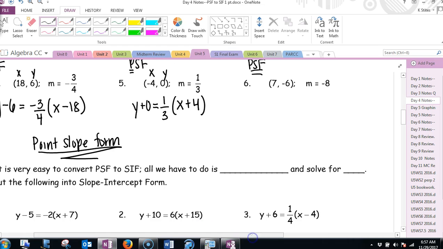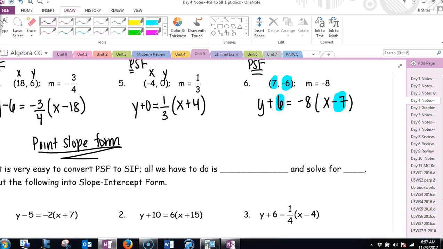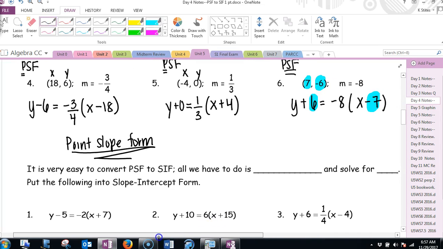Alright, last one. Go ahead and pause the video for a second and try this one yourself. Go ahead, really pause it. Okay, try the problem, and then check back for the answer. Alright, so welcome back. Your answer should be y + 6 equals -8, parentheses, x - 7. Notice again, we're using the opposites. So -6 becomes +6. 7 becomes -7. Alright, so again, that is called point slope form.